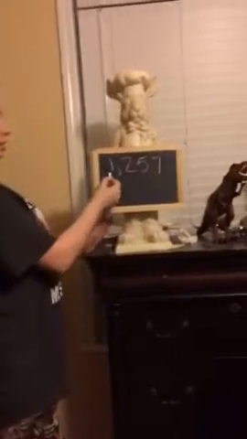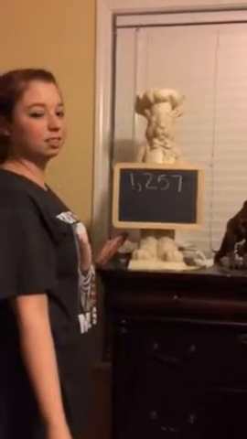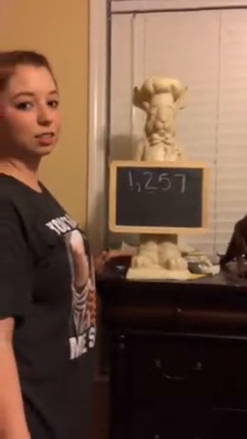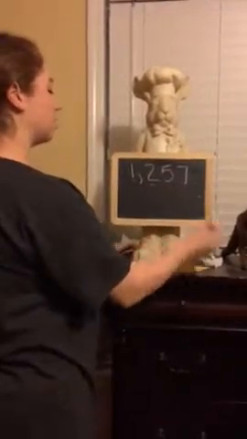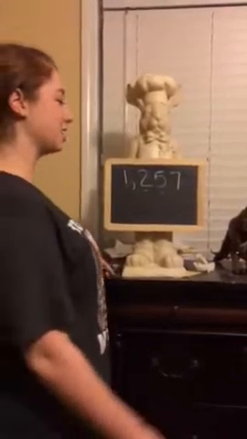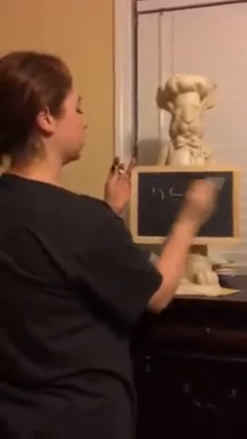1,257. What place value is the 1 in? Thousands. Good. What place value is the 2 in? Hundreds. Good. What place value is the 5 in? Tens. Good. And what place value is the 7? Ones. Good. You know the ones.